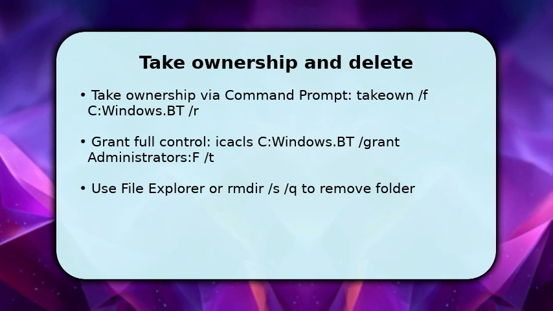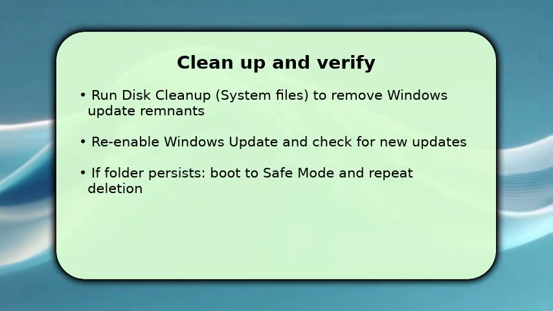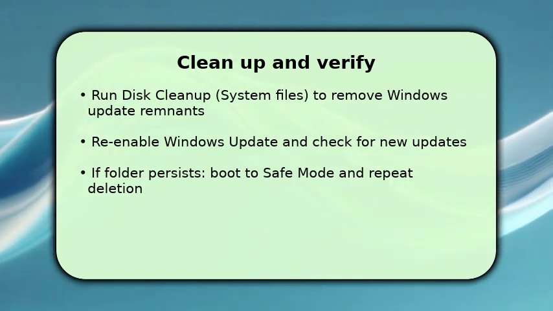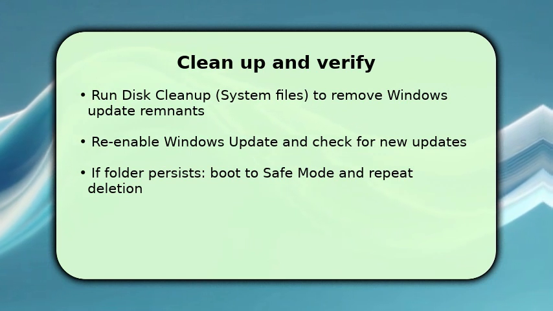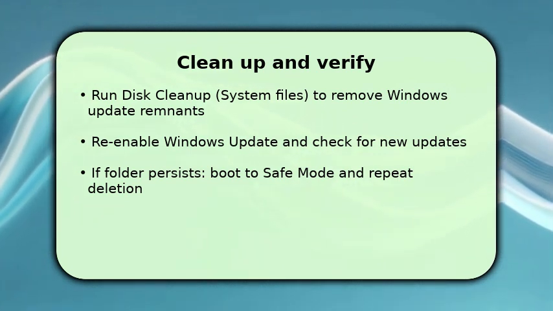verifying system health. Run Disk Cleanup, choose Cleanup System Files, and remove temporary Windows installation files to catch leftovers. Once done, re-enable Windows Update so critical patches resume, then check for updates to ensure nothing is pending.